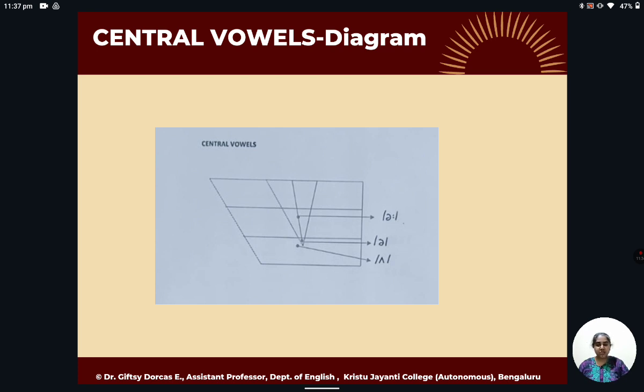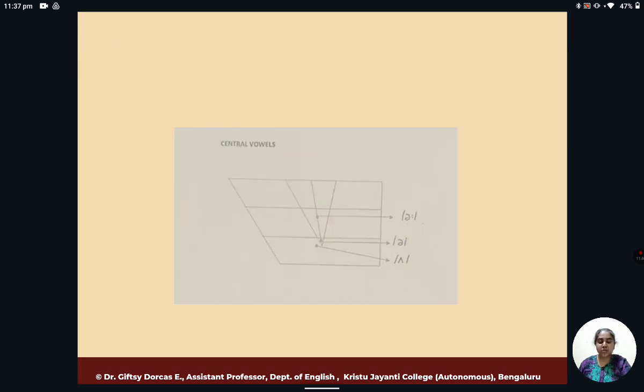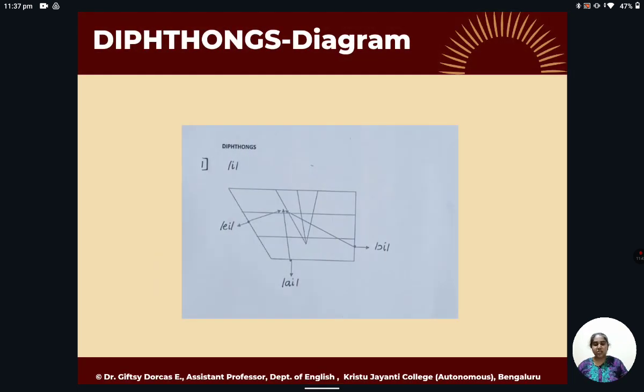So this was a description of the front vowels, the back vowels, and the central vowels. Now moving on to the combination of vowel sounds, also called diphthongs. For diphthongs, there are three main vowels that are brought in combination with other vowel sounds, and they form the vowel glide. That is, from one vowel sound, the glide happens to the other. So there are three main vowel sounds that have combinations.